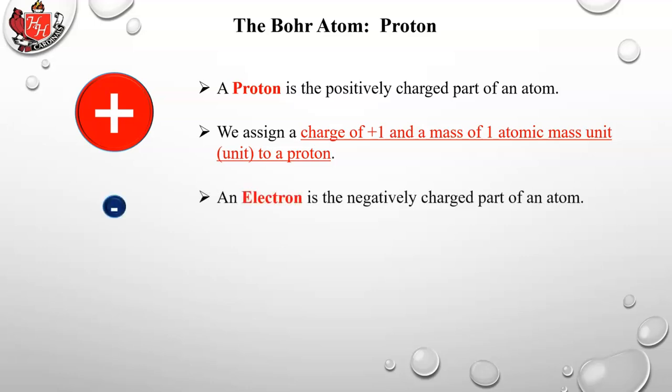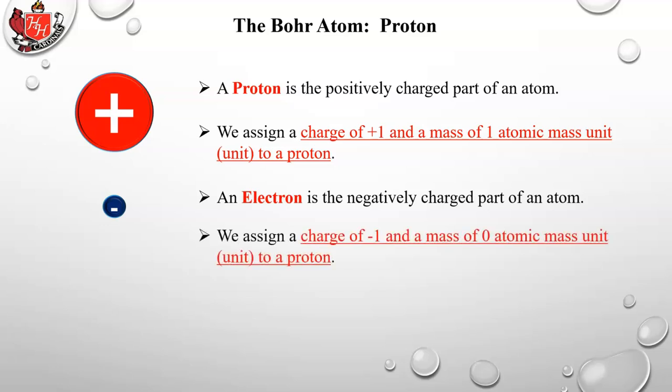For an electron, that's a negatively charged part, and we say that it has a charge of -1, the opposite of a proton. And it's so light that we say it has 0 mass. It's 0 atomic mass units. And we'll define atomic mass units shortly.